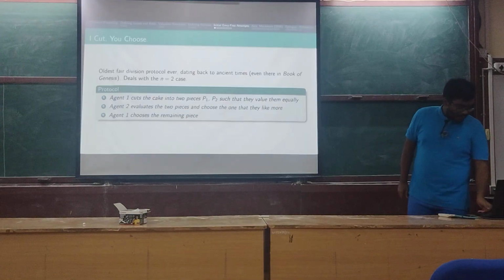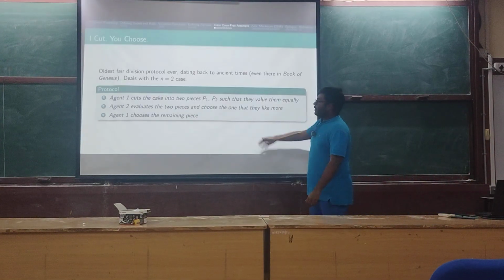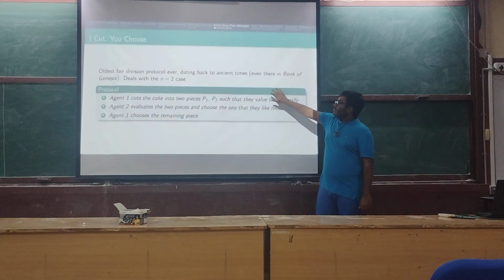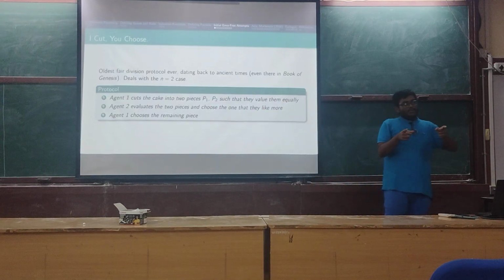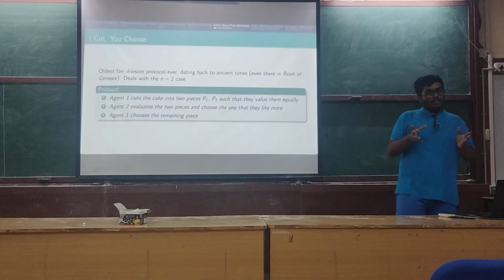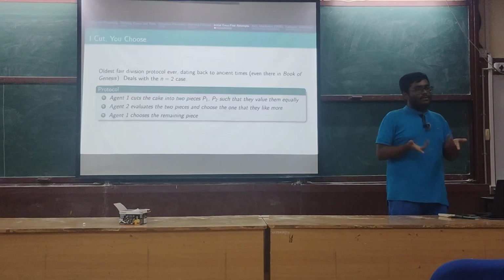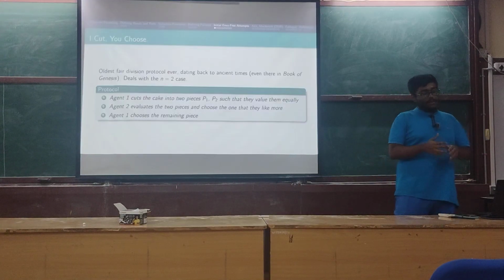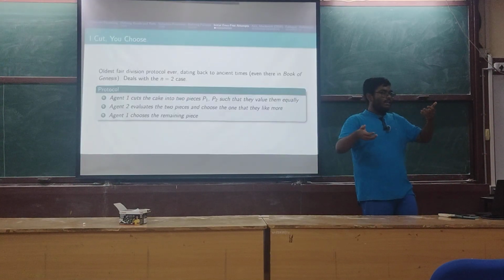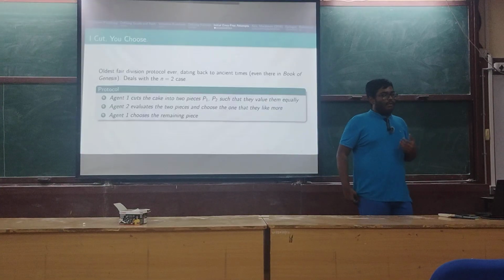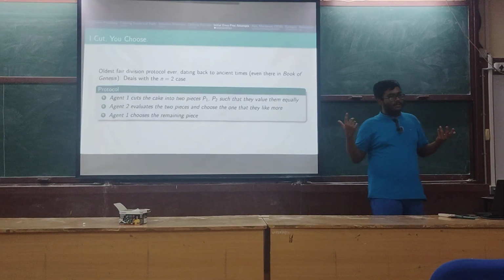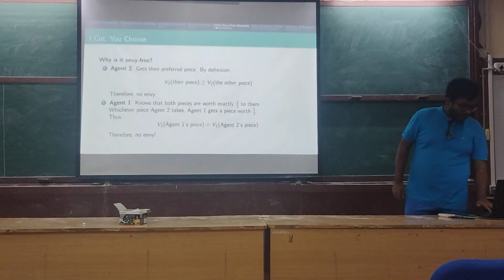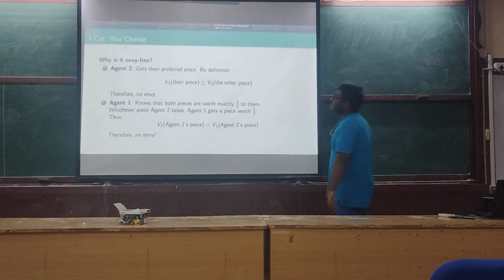As I previously said, we went over this case already once. Agent 1 cuts the cake into P1 and P2, and agent 2 chooses one of the pieces. Either both are equal for them, so they can choose one, or one is more and the other is less, and they will take the more valuable one. For agent 1 both are the same, so they don't mind and will take the other piece. Let's talk about the envy-freeness here once.